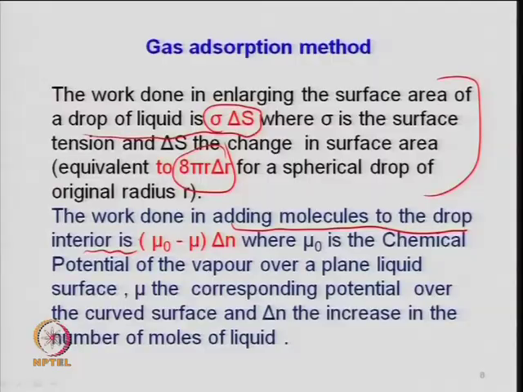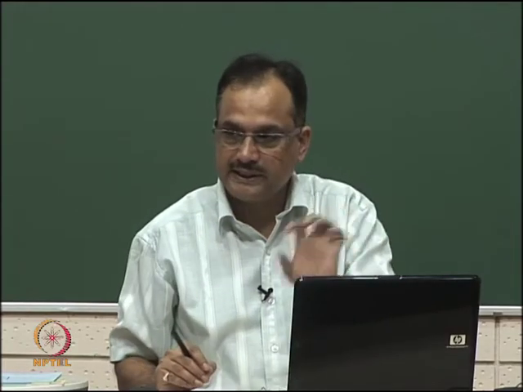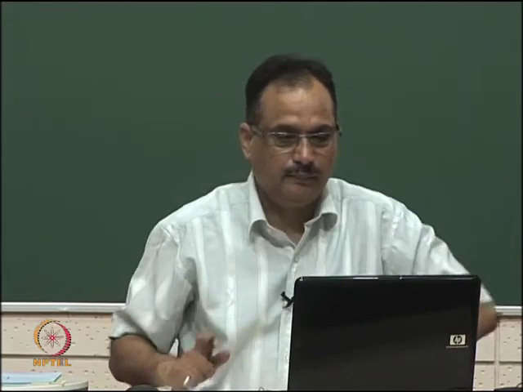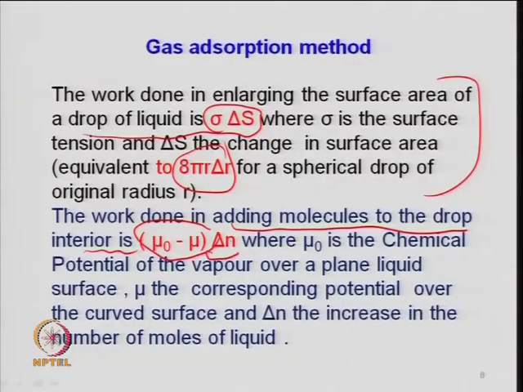So, if you know this change in chemical potential, mu 0 minus mu, where mu 0 is for a droplet on a bare surface, and mu is on a curved surface, and you multiply it with the change in number of moles, that is equal to the work done, right. So, when your mu is equal to mu 0, no droplet growth or no further condensation will take place, right, because that is the first requirement for the process.